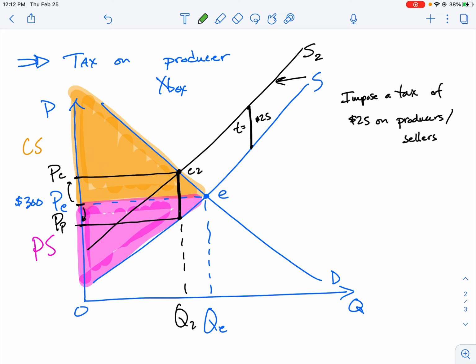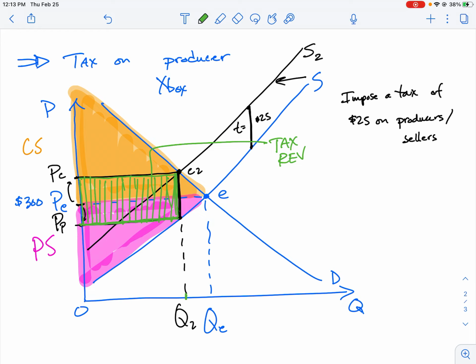That's tax revenue. If after the tax they sell Q2 units, then the tax is collected on this many units, right? That's Q2. And the tax is $25 each. So on the first unit, they collect $25. On the second unit, the government collects $25. On the third, fourth, fifth, right? All the way across here up to Q2, the last unit. And so this rectangle right here represents tax revenue. Right, that box with the green stripes represents tax revenue.